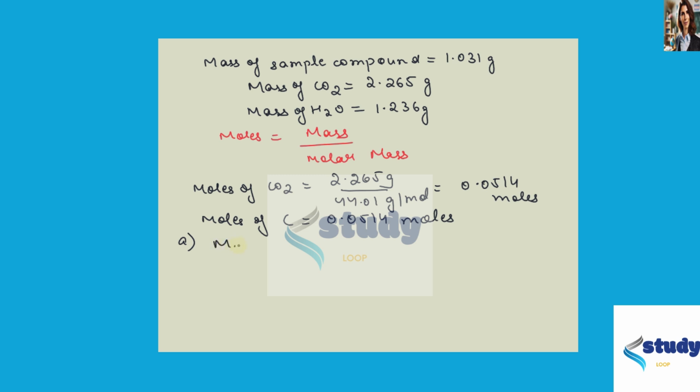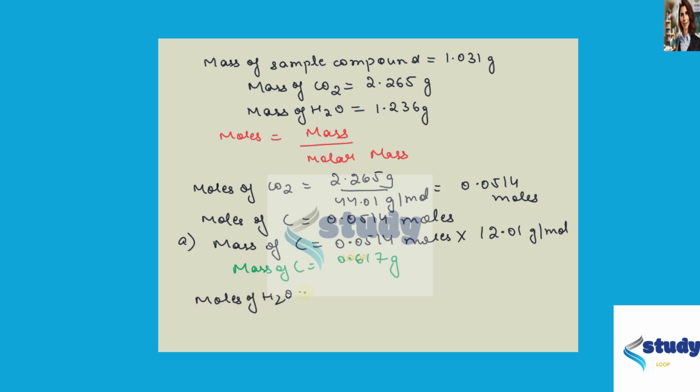So the mass of carbon is equal to 0.0514 moles multiplied by its molar mass, 12.01 gram per mole. So here we get the mass of the carbon, which is equal to 0.617 gram.